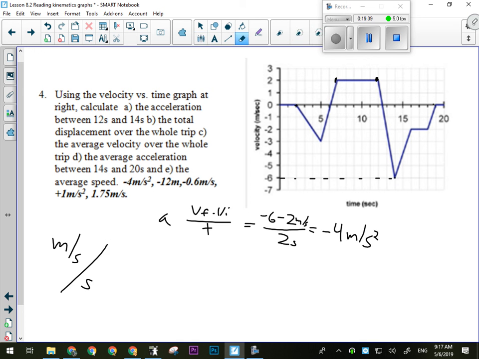All right, for part B of this question, they want to know the total displacement over the whole trip. Now this is going to take us a while. All right? Because we had said to calculate displacement, we were going to have to take the average velocity and multiply that by the time. Essentially, we're using this formula here, right? Average velocity is displacement over time. We're just manipulating for d.